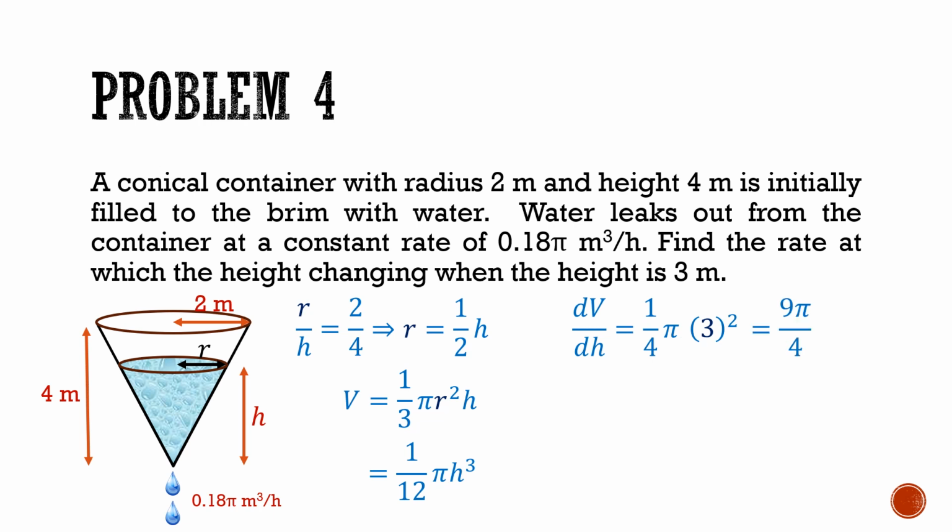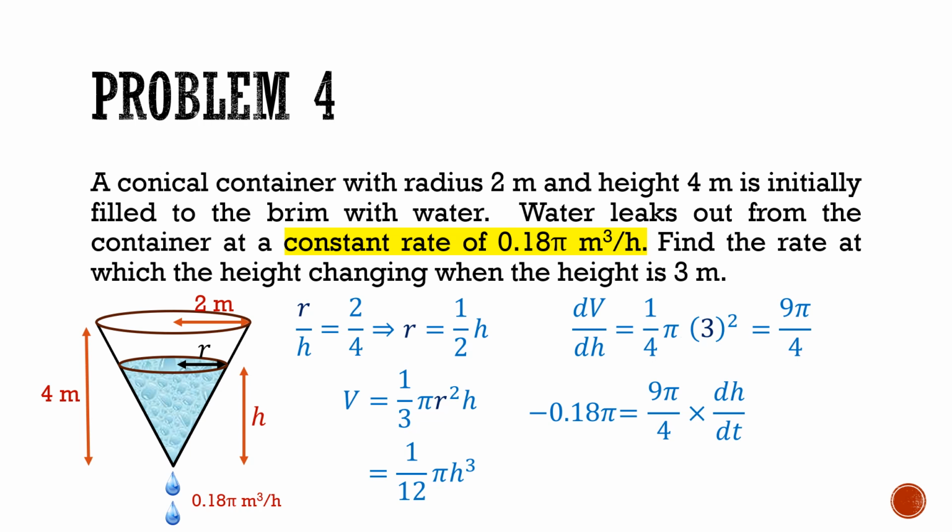Now, if we go back to the chain rule, we can connect the rates of change. So dV/dt, the rate of change of volume, is equal to dV/dh times dh/dt, the rate of change of height that we want to find. So we can find dV/dt. That's been given to us as 0.18 pi. So let's sub that in. But don't forget, we have to include a minus sign here because water is leaking out. So the height and the volume are both decreasing. Now we can also sub in dV/dh is 9 pi over 4.